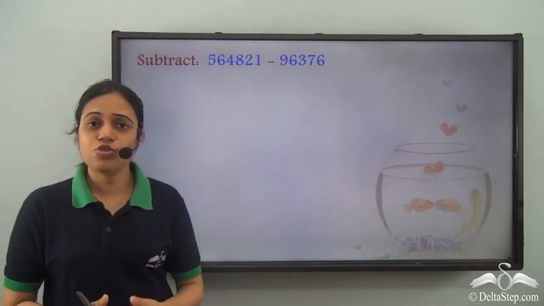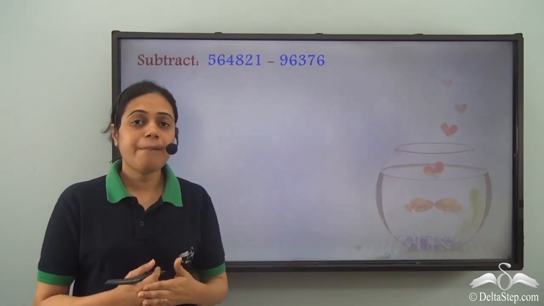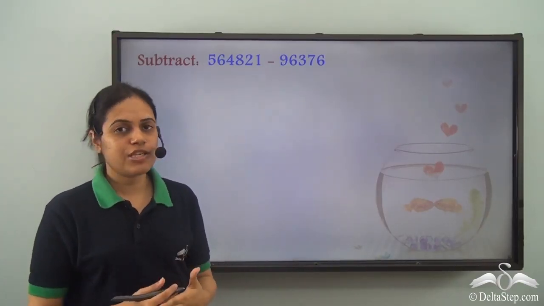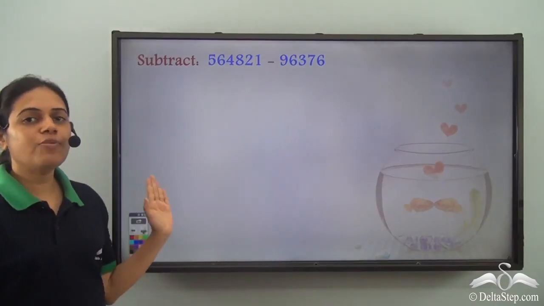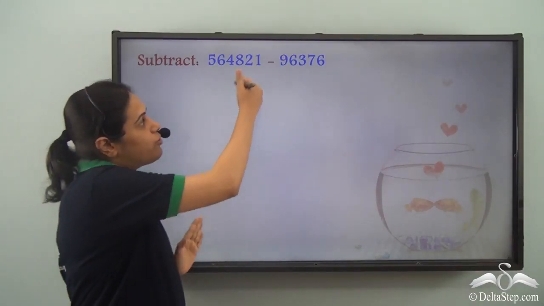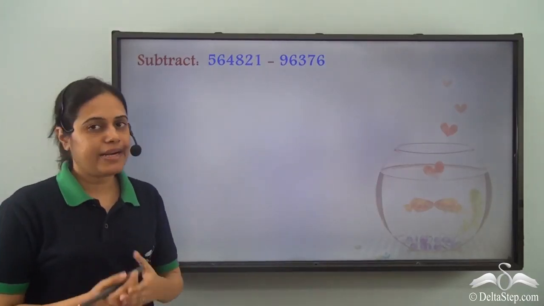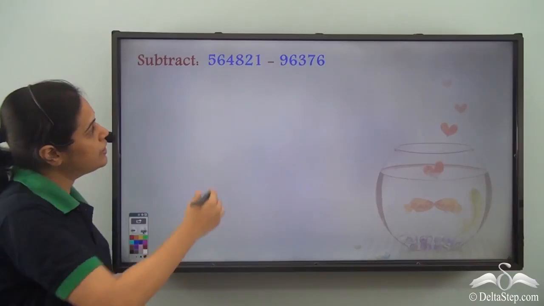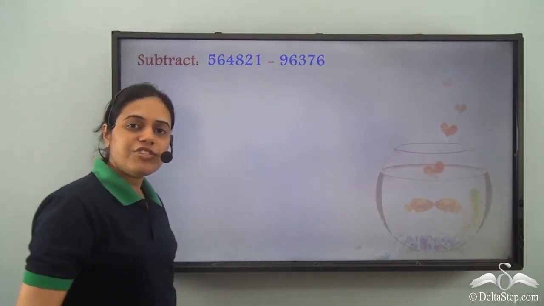And not just two 4-digit numbers, but we can subtract numbers with any number of digits following the same method. We just need to keep on moving to the left, starting from the rightmost digit. So we have two numbers here. Let us see how we can subtract them. This is a 6-digit number. This is a 5-digit number.